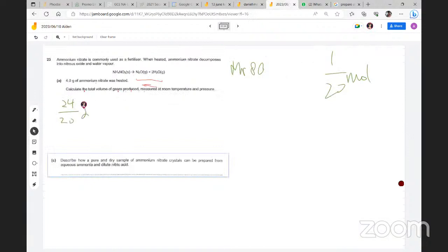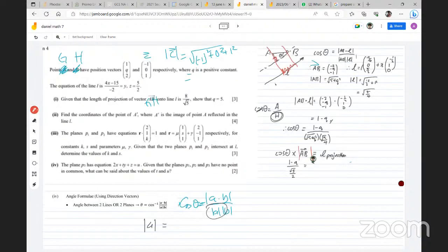Right. Again, Aiden, you do it with your paper, right? If you want to, you can. Yeah, you can.